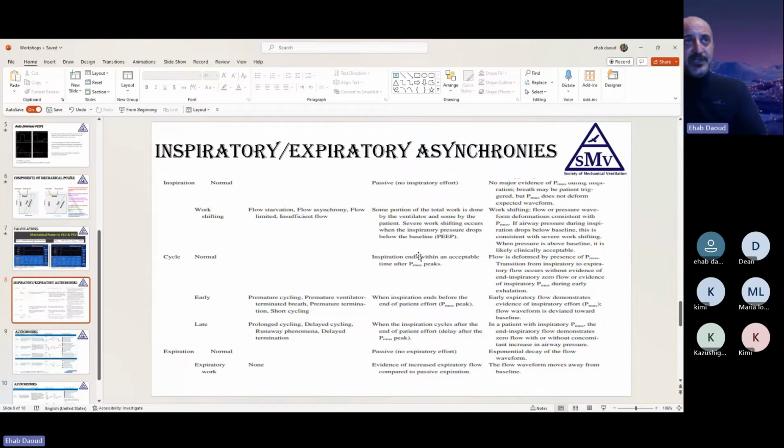The problem with the online simulators, sometimes hard to create all kinds of asynchronies. We'll try to create some of them. But work shifting, we'll see how the patient effort might affect the waveforms. Sometimes it's called flow starvation, flow asynchronies. Usually you can divide it into cycle asynchronies, either early cycle, meaning that the ventilator stops the breath early, or late cycle, when the patient cycles to exhalation early.